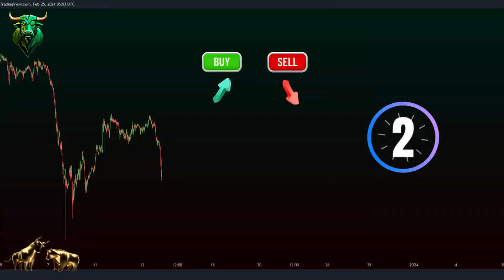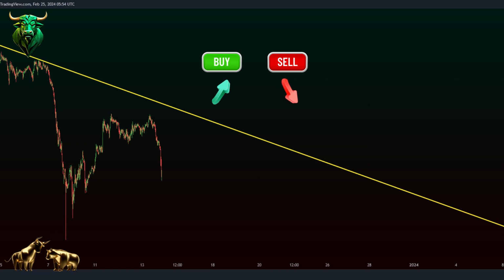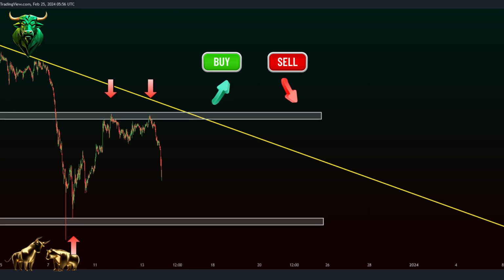At this point in the chart, would you buy, sell, or wait? To better understand the chart situation, let's draw a trend line. We draw the support and resistance zones by connecting the price highs and lows.